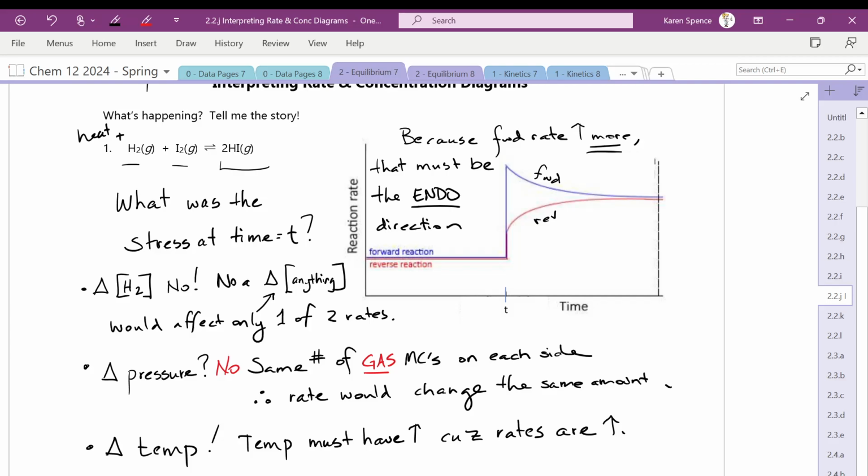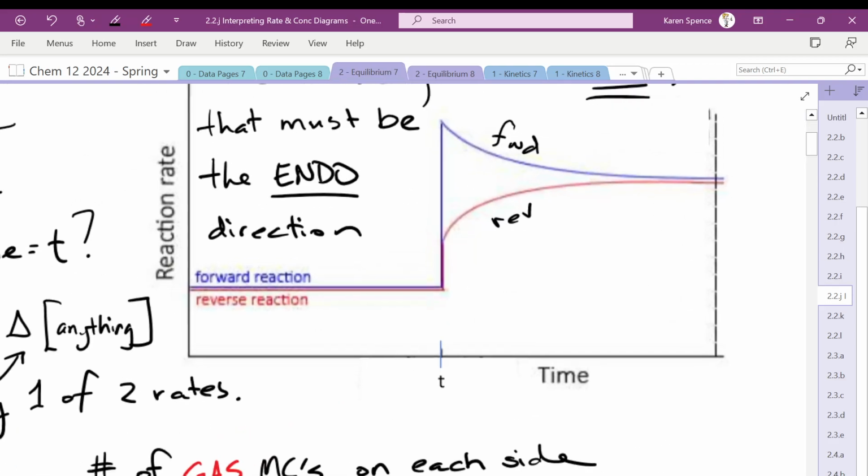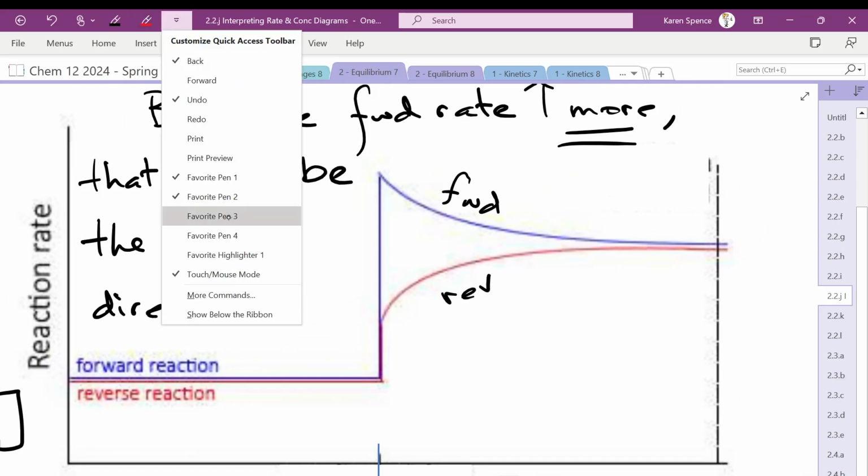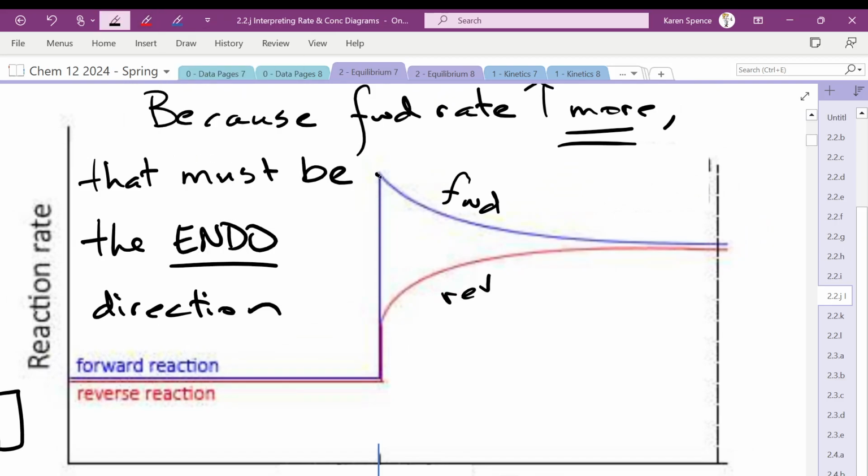Do you have a question? Why is heat on the reactant side? Okay, so if we look at our thing here, the forward rate increased more, right? Here's my forward rate, and it increased more than my reverse rate. My reverse rate only increased that much. My forward rate went up all the way.